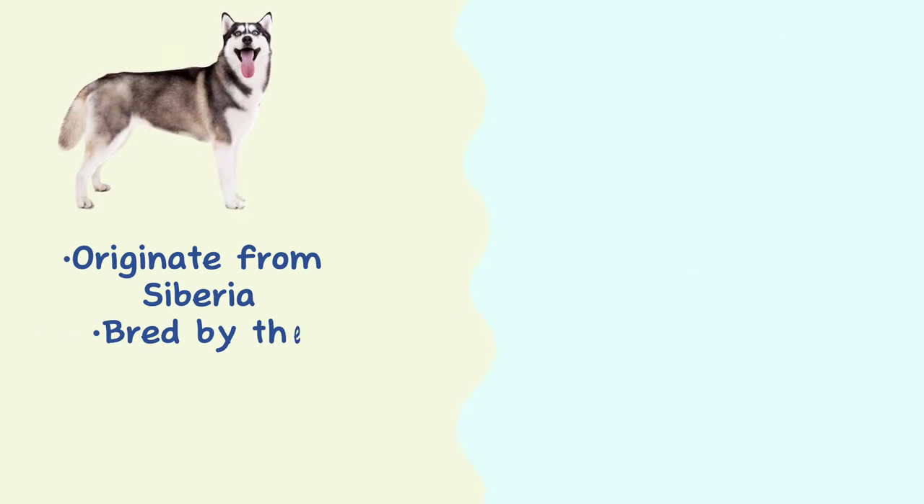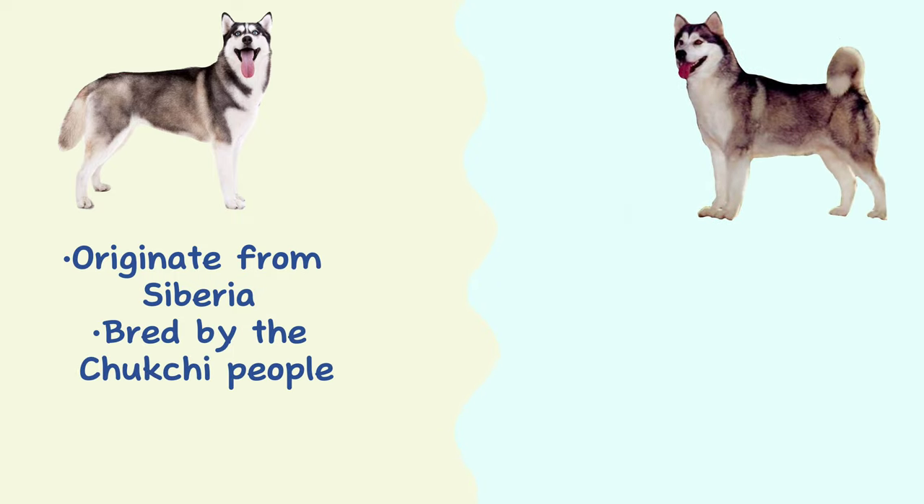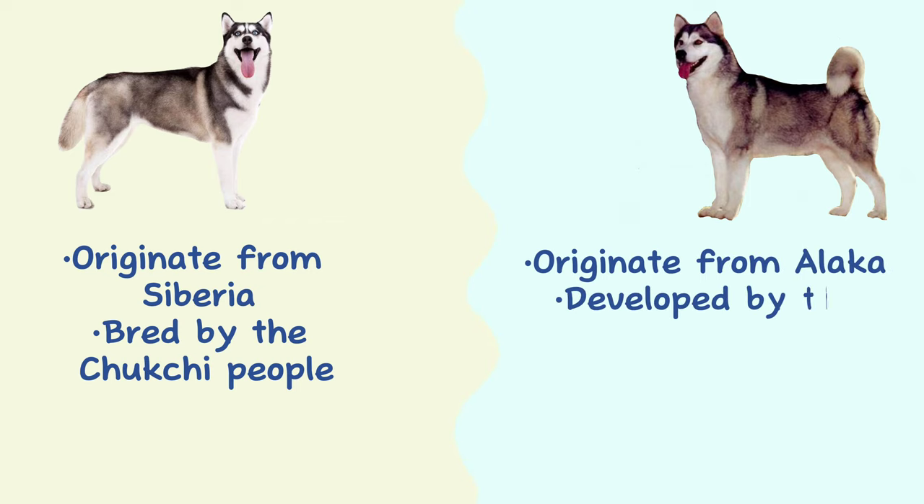Origin. Huskies originate from Siberia and were bred by the Chukchi people for sledding and companionship. Malamutes, on the other hand, were developed by the native Inuit people of Alaska and were used for heavy hauling.